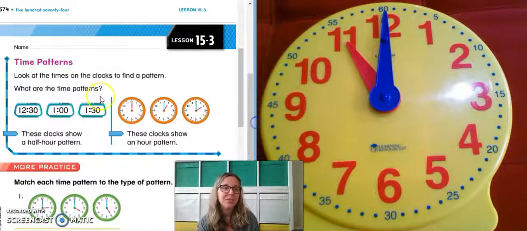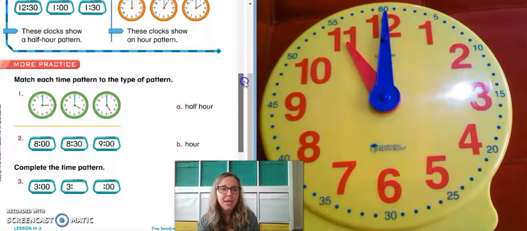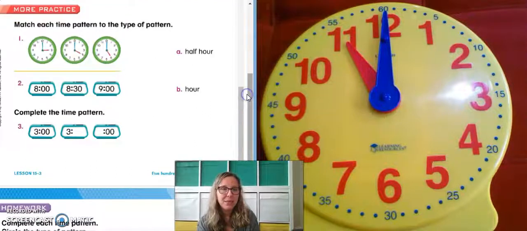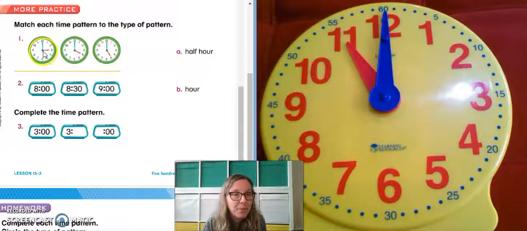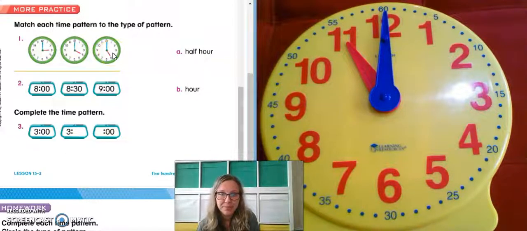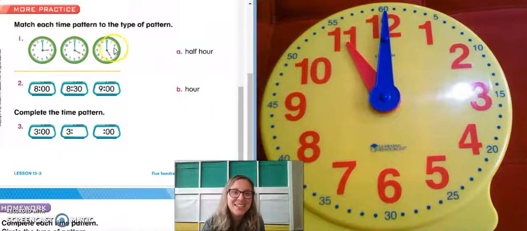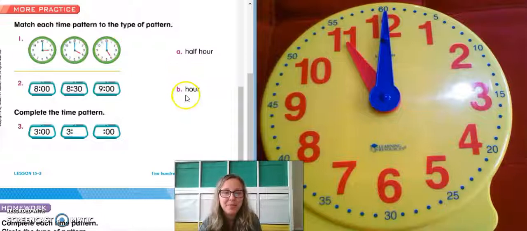At the beginning here, it's just another review of those half-hour and hour patterns. And now let's see if we can match the time patterns to the type of pattern that we see. So we've got from 3 o'clock to 4 o'clock to 5 o'clock. If you said hour pattern, you are correct. So you can draw a line from the clocks there to letter B, the hour pattern.